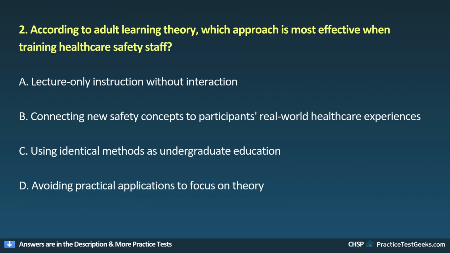2. According to adult learning theory, which approach is most effective when training healthcare safety staff? A. Lecture-only instruction without interaction. B. Connecting new safety concepts to participants' real-world healthcare experiences. C. Using identical methods as undergraduate education. D. Avoiding practical applications to focus on theory.